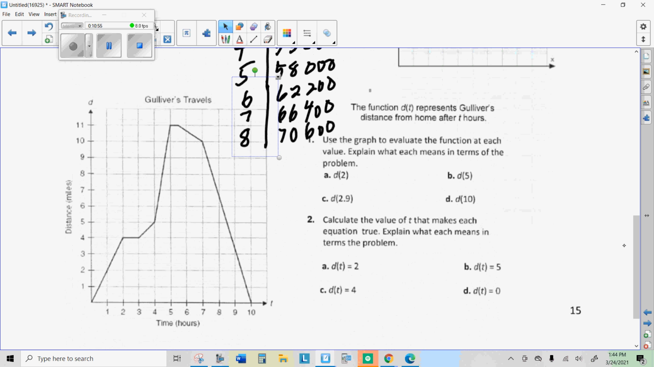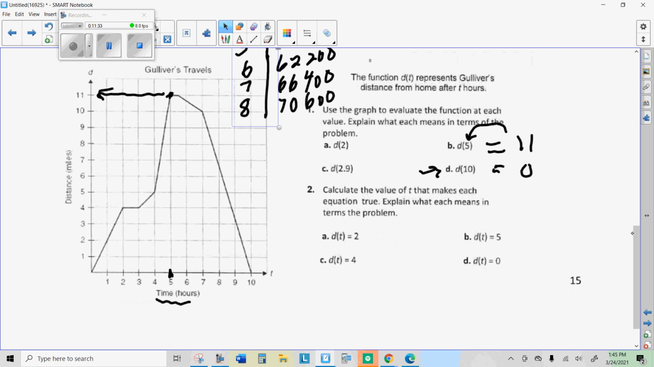A function rule can also be represented by a graph. Okay, and you just have to know what you're looking for, which axis is which. The input is the x-axis, so that would be the time. So on a problem like this right here, you would be trying to find the distance at 5 hours. Okay, so you would just go to 5 and go up here and then go over to the distance axis and say 11 for that one. Go ahead and try this one. You should have got 0 there.